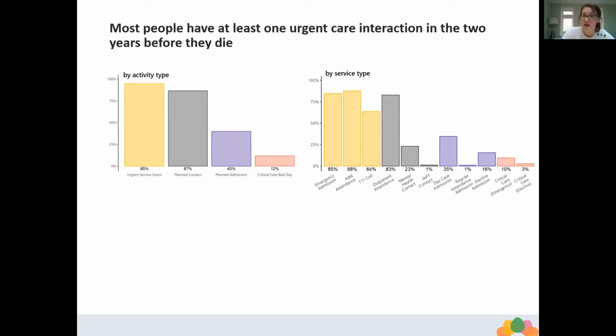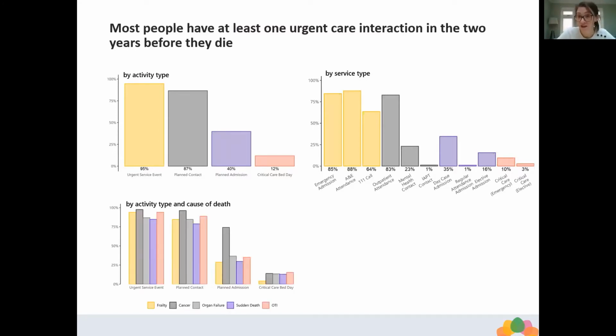We've also looked at access by cause of death to see how this differed. It's noticeable here that cancer stands out in planned admissions, so many more cancer decedents are accessing planned admissions than those with other causes of death. For both urgent service events and planned contacts, there is a difference by different causes of death, but they're much more similar in those two activity types. And then when we look at critical care, a difference where access is lower for people who are dying from frailty.